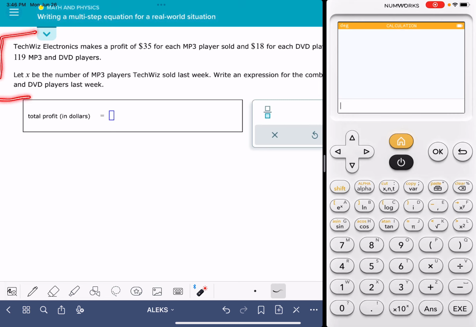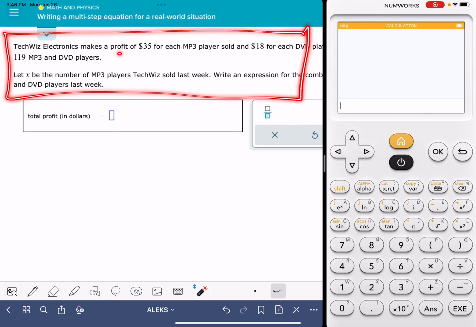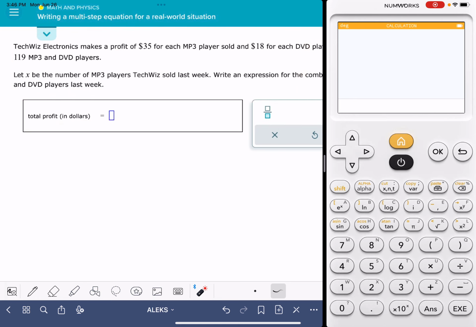There's a lot of variety with the story version of this problem. I've seen ones that involve college credits. I've seen ones that involve cans and jars or something like that. This one involves electronics, MP3 players, and DVD players. So even though there's a lot of variety here, this is one particular format of the problem where you have a story and you're asked to come up with an equation.